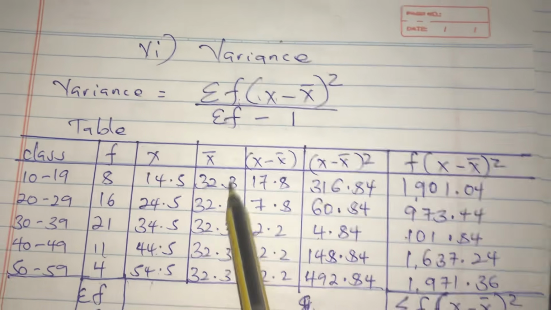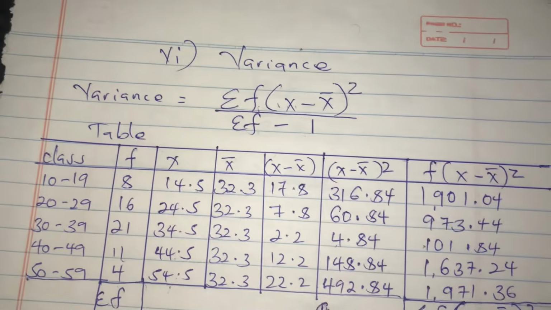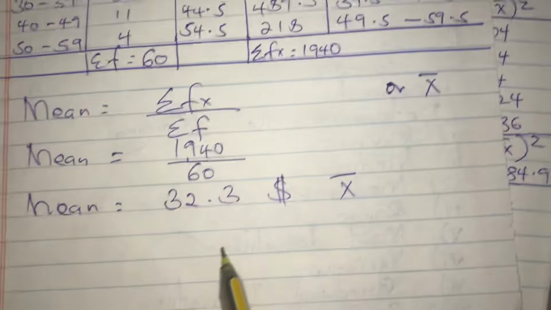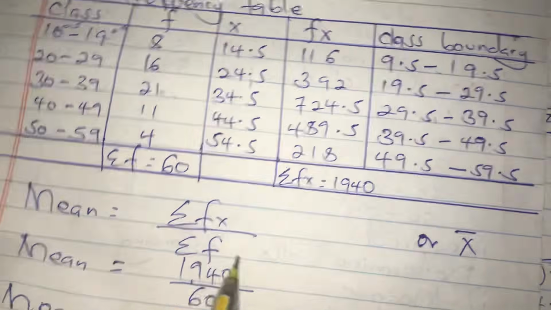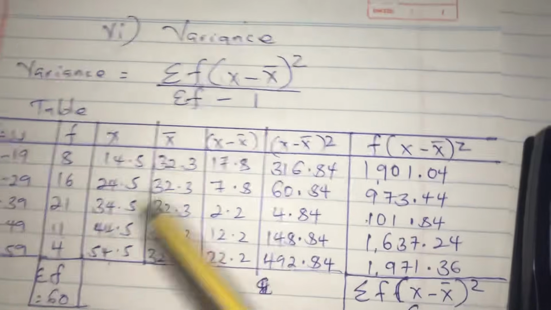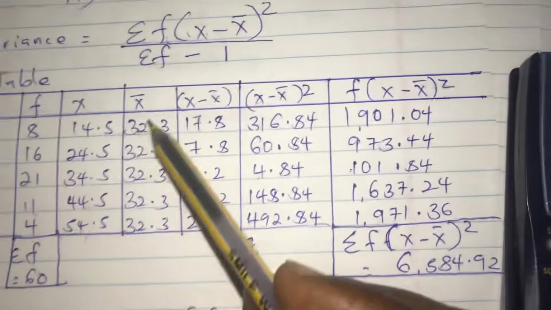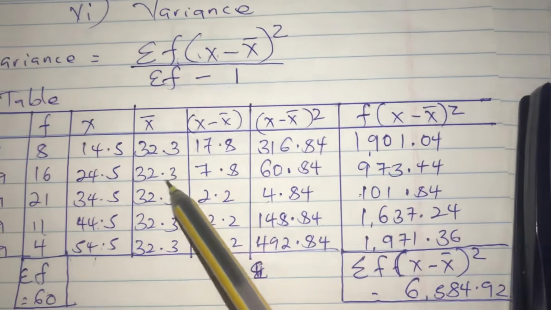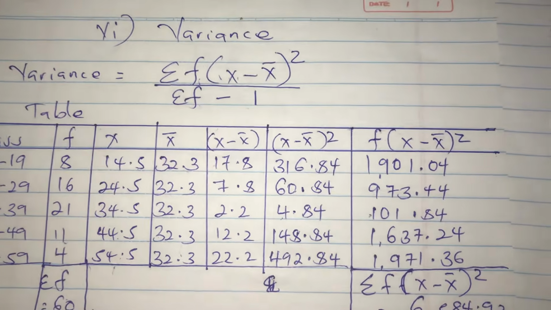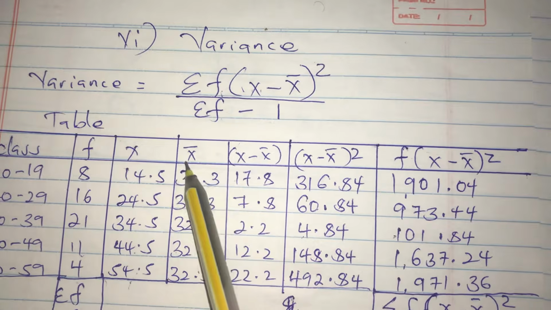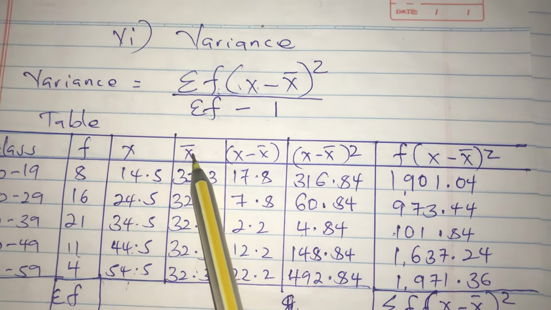Then x bar, we said x bar is the mean, and we had calculated the mean. The mean is 32.3, so it's what we put as our x bar. In the column of x bar we put the mean, which was 32.3. It is constant. Then we shall need x minus x bar.